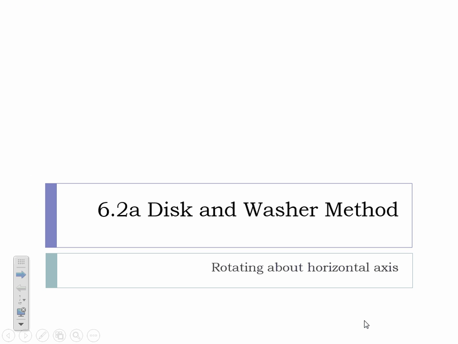Okay, so today and tomorrow we're going to talk about the disc slash washer method. I'll probably always call it the washer method, and next week we'll talk about the shell method. Both these methods are going to be for finding volumes of revolution.